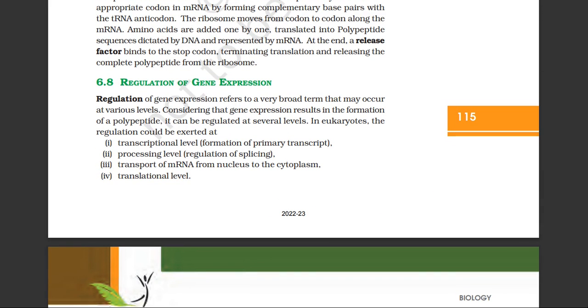Regulation of gene expression refers to a very broad term that may occur at various levels. Considering that gene expression results in the formation of a polypeptide, it can be regulated at several levels. In eukaryotes, the regulation could be exerted at: 1. Transcriptional level, formation of primary transcript. 2. Processing level, regulation of splicing. 3. Transport of mRNA from nucleus to the cytoplasm. 4.